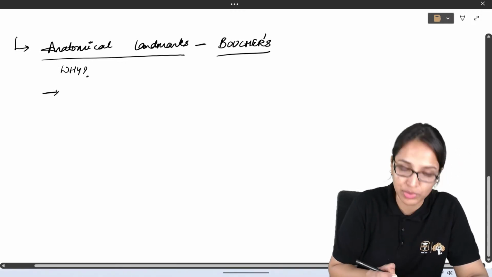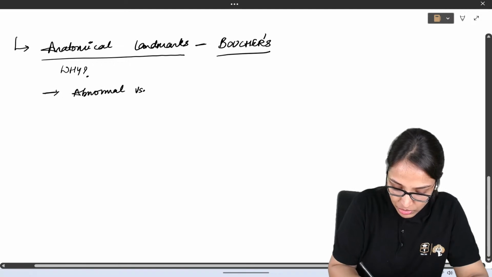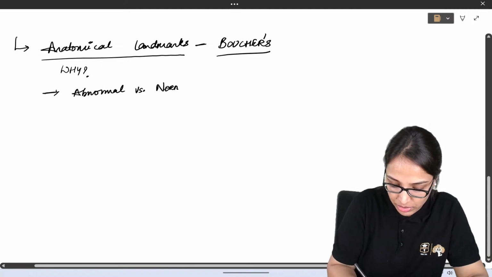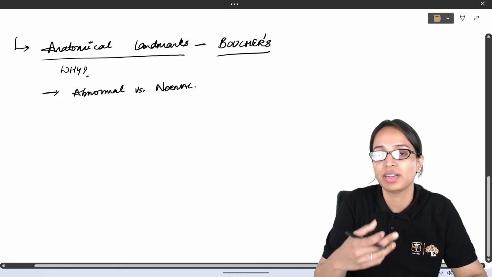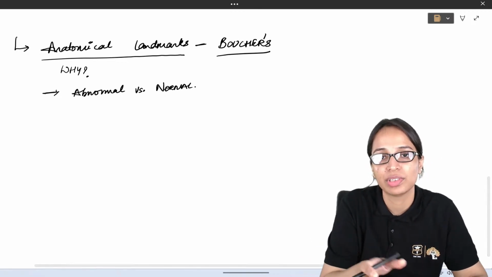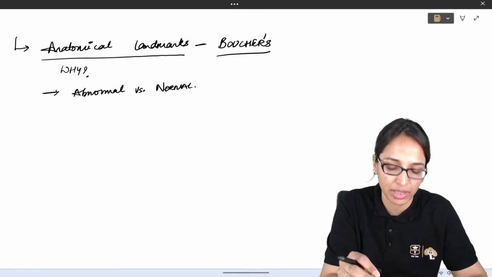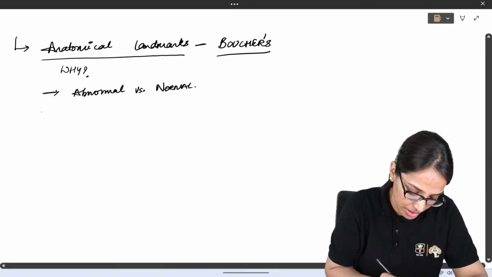The first and most important reason is to identify the abnormal structure or a pathologic structure from a normal structure. So if there is a normal structure present in the mouth, and if there is a pathologic structure, by knowing the normal structure, you will be able to identify the pathologic structure present in the mouth.